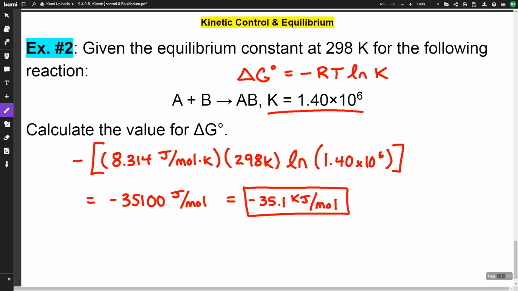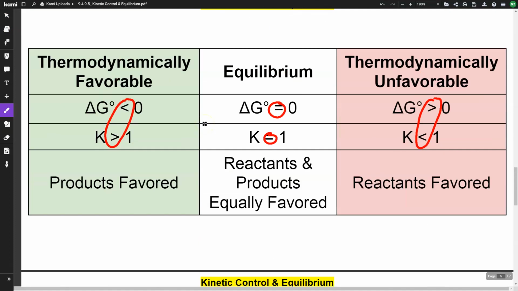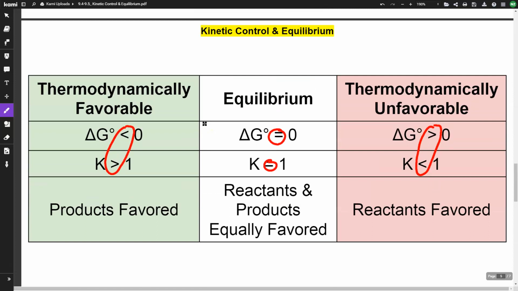All right, that's it. So basically just plugging into another equation. And you need to be able to interpret the results. So again, please look over this table so that you know what is favored and what's not favored, what's favorable and what's unfavorable, talking about thermodynamics and our equilibrium constant.